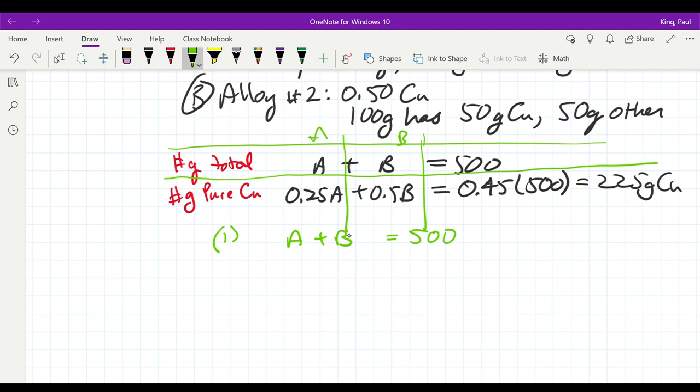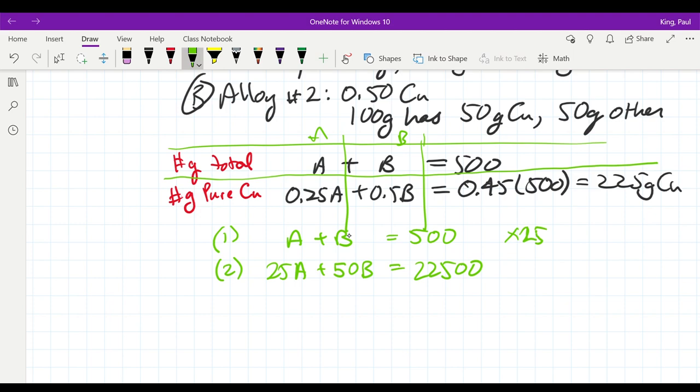The other one, I'm going to multiply by 100 because I just don't like the decimals. So we get really 25A plus 50B equals, well, 225 times 100, you just add two zeros to it, and you get the product of 225 times 100. As you can see, equation 2 has much bigger numbers than equation 1, but by elimination, I can maybe multiply this first one by 25 and then subtract.